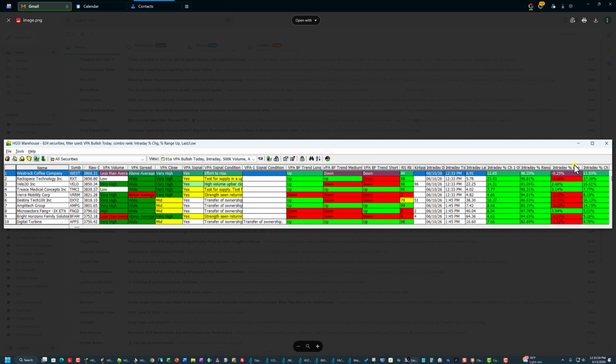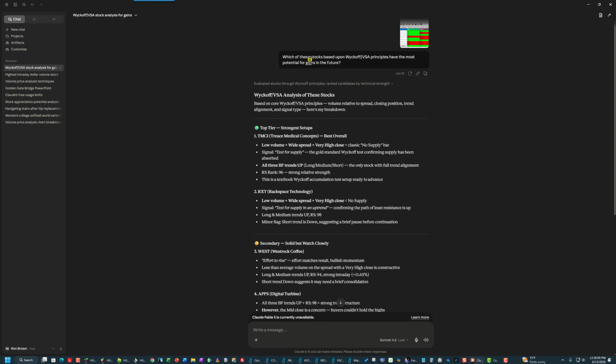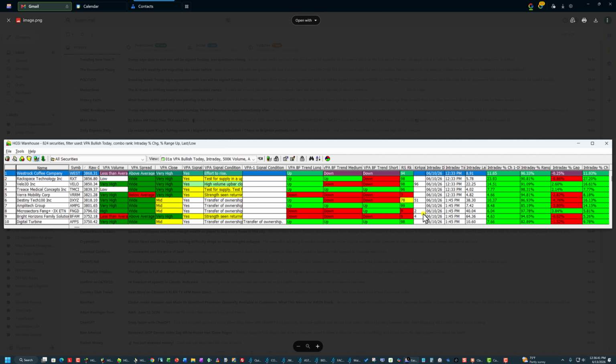So this is the Snagit image that I pasted into Claude, and I asked Claude which of these stocks, based upon Wyckoff VSA principles, have the most potential for gains in the future. And all I did was show this image that I just showed you. No more. It didn't show any chart or anything. Just the information that is contained in this image.